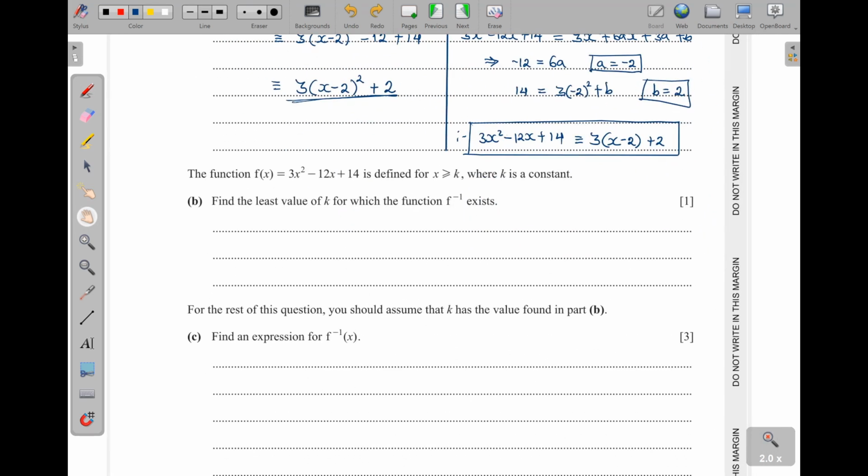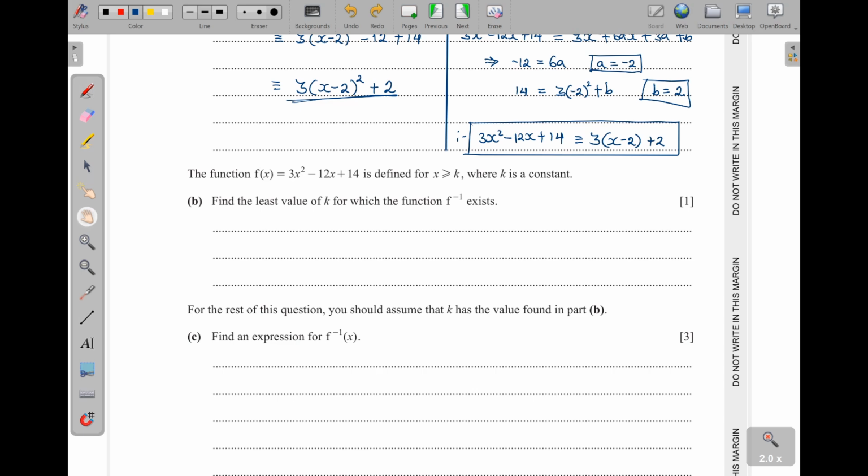So that is that. Now they are saying that the function f of x is equal to 3x squared minus 12x plus 14 is defined for x greater or equal to k, where k is a constant. Part B, find the least value of k for which the function f inverse exists.